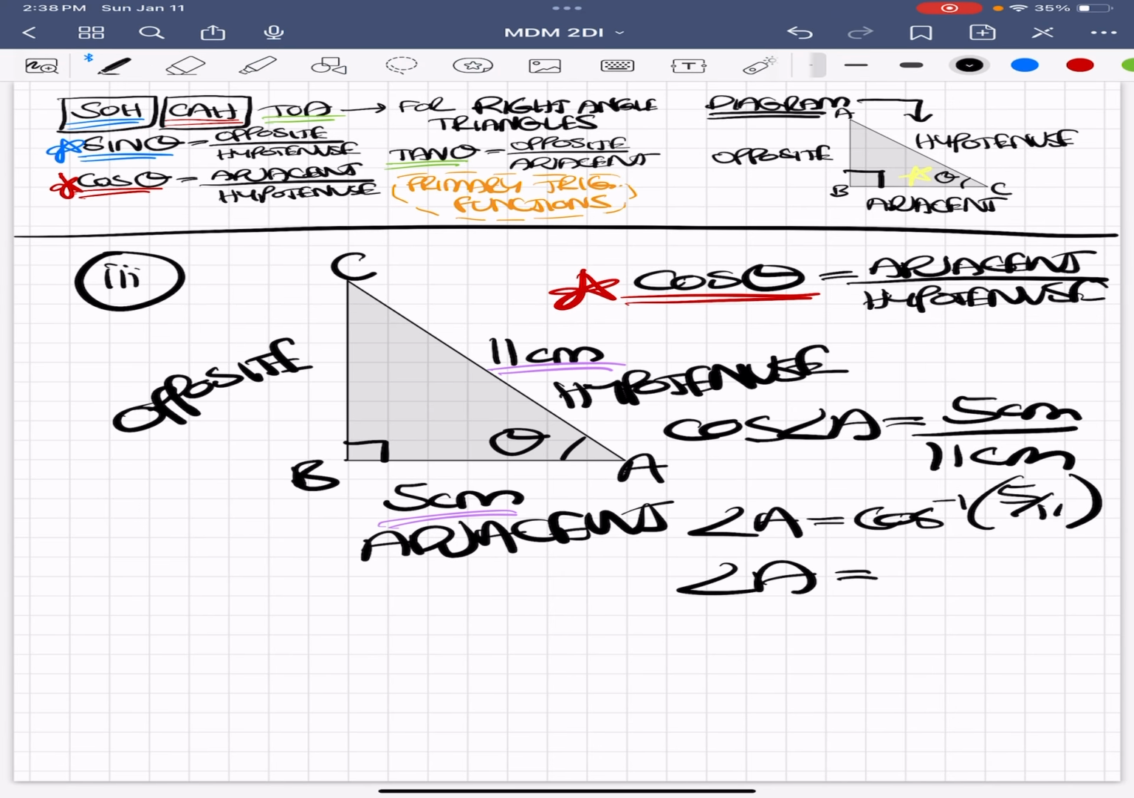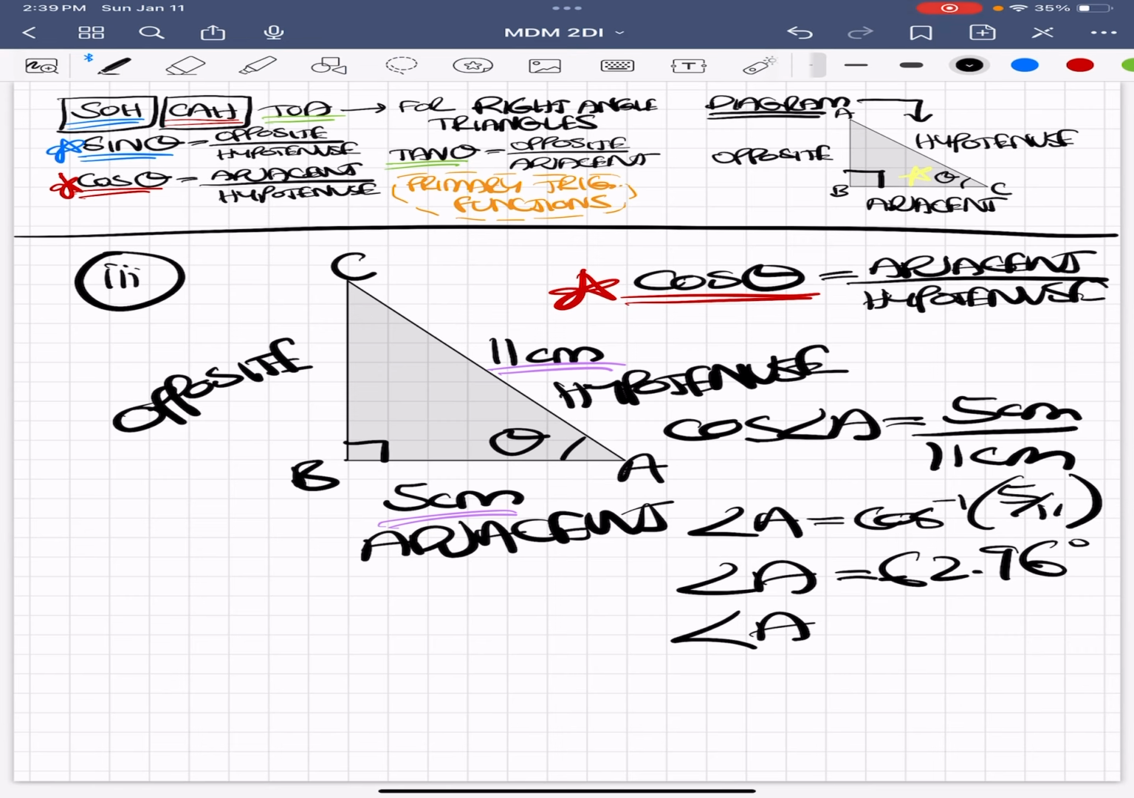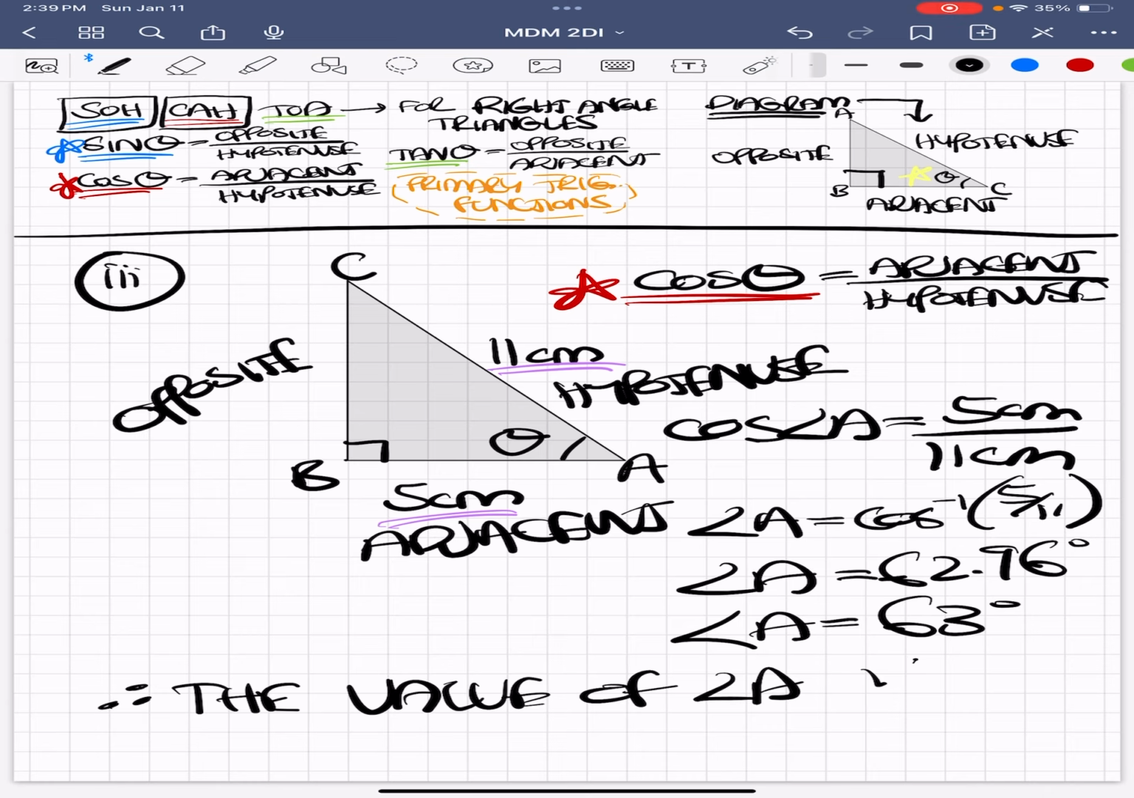Angle A being 62.96 degrees. And then angle A being rounded to the nearest degree of 63. And then we have our therefore statement. The value of angle A is 63 degrees.